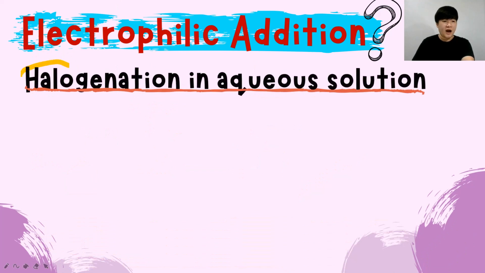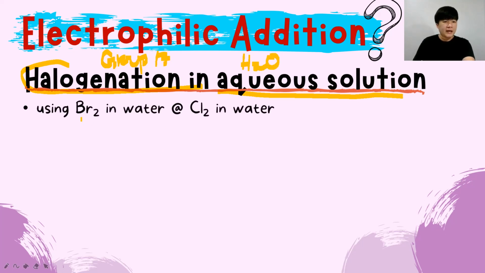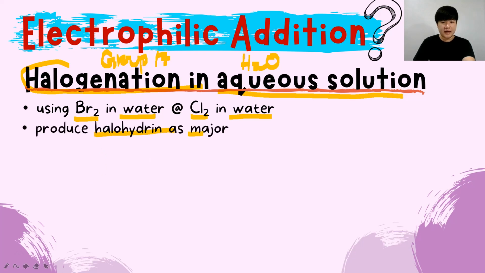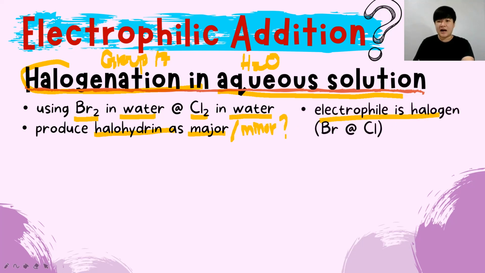Next, we can have halogenation, still your group 17, but in an aqueous solution, which means the presence of H2O. We'll be adding in Br2 in water or Cl2 in water. You will be producing halohydrin as the major product. In other words, you will have a major and a minor. The electrophile in this case is the halogen. In other words, your Br and your Cl will be Br plus and Cl plus. It will be an electrophile.